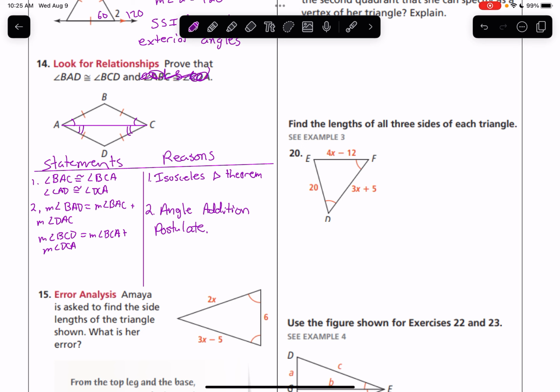And then 3. Because I know that these angles, this one and this one, are congruent, and I know that this one and this one are congruent, I can say that the measure of angle BAD is congruent to the measure of angle BCD. And I can just do that by substitution.